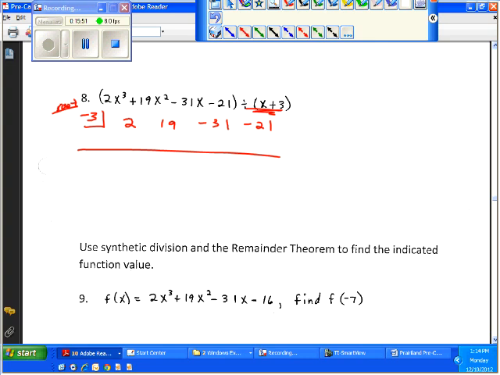What's step 1? Bring down. Step 2, multiply. Negative 3 times 2 is negative 6. That pops right back up there. Step 3 is to add. We didn't change the sign. It's plus a negative 6, and we get a 13, right?